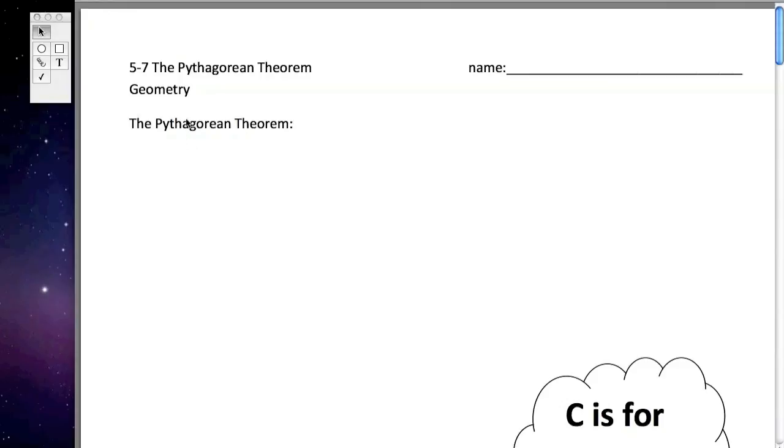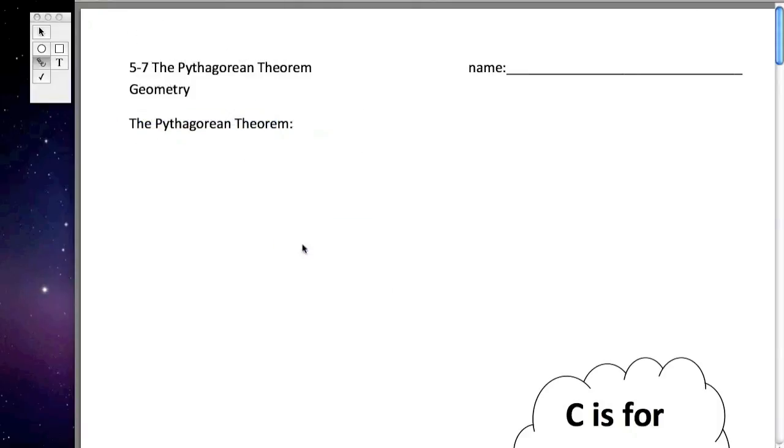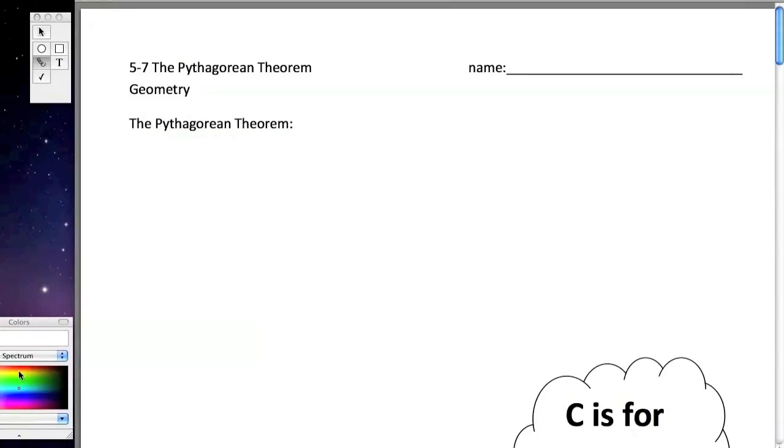All right, in section 5.7, we're talking about the Pythagorean theorem. This is for geometry, and the Pythagorean theorem is really pretty commonly known. It's one of those things you touch on in a lot of different math classes, so we are going to take a little bit more in-depth look. It's one of those theorems that comes up all the time.